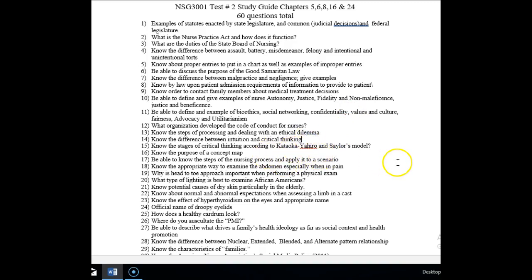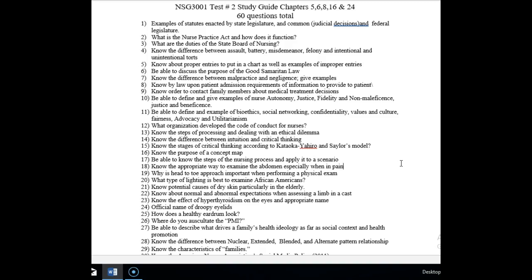Know the stages of critical thinking. Remember when I showed you guys, and it's real hard because I just basically want you to be aware of these researchers, like if you see the name, because I'm not real good at pronouncing their name.